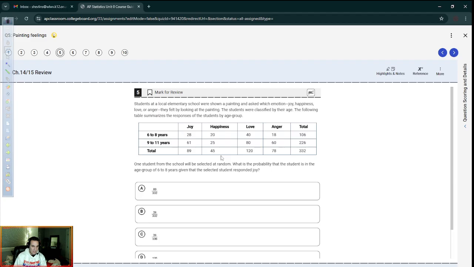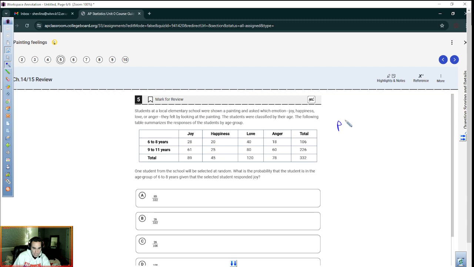Oh, I think you guys like this one. I don't think this one was a real struggle for most of you. So, a table: elementary school, they asked which emotion they saw when they saw the painting. Here are their different age levels. Here's the emotion they felt. One student from the school will be selected at random. What is the probability that that student is in the age group 6 to 8, given that they said joy? So they are in the 6 to 8 category, given that they said joy.